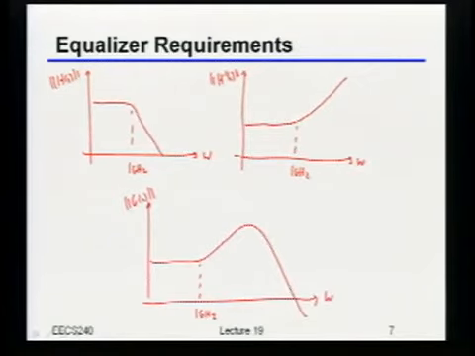As an example, let's say that I wanted 6 gigabits per second. Where would this point right here be? What frequency would that be at? 4. Yeah, 4 gigahertz, right?